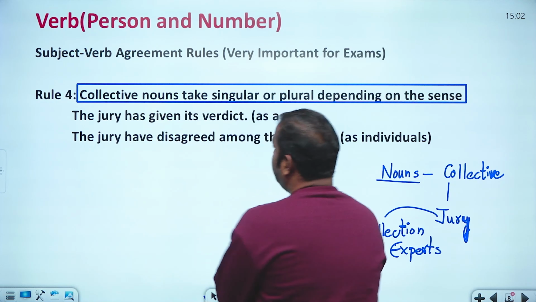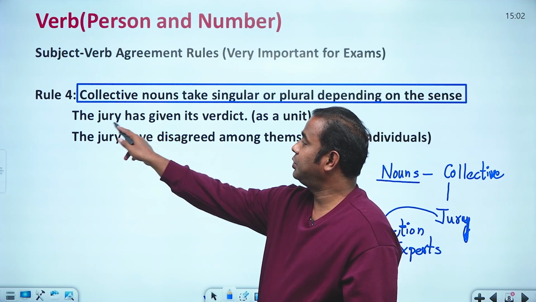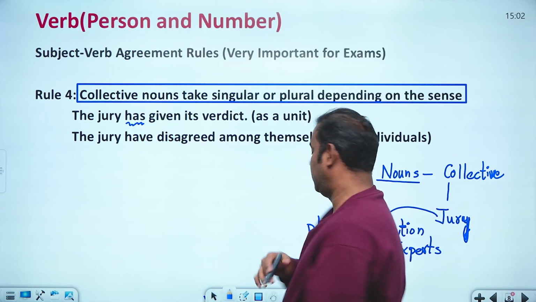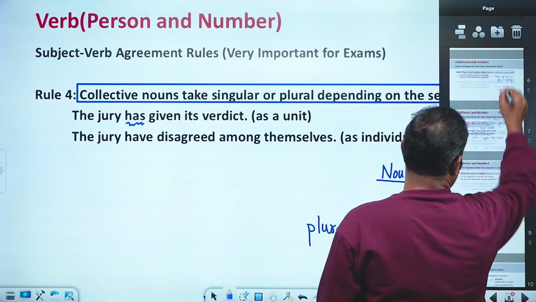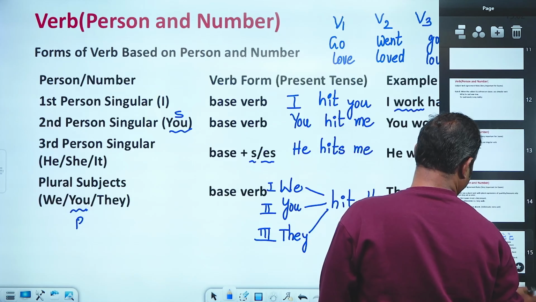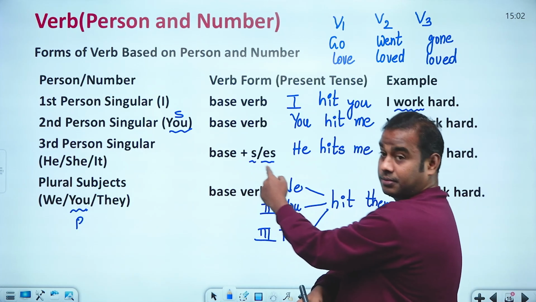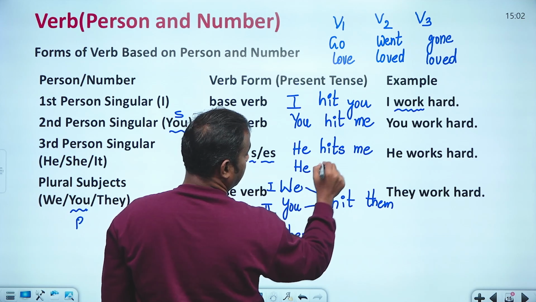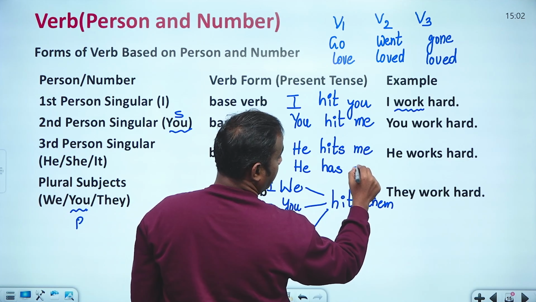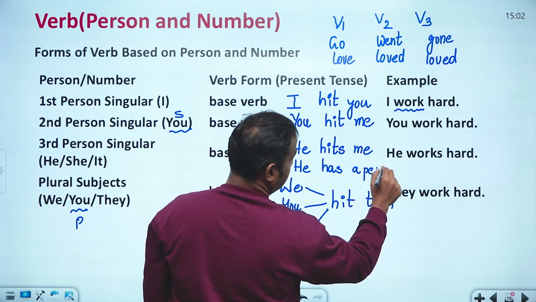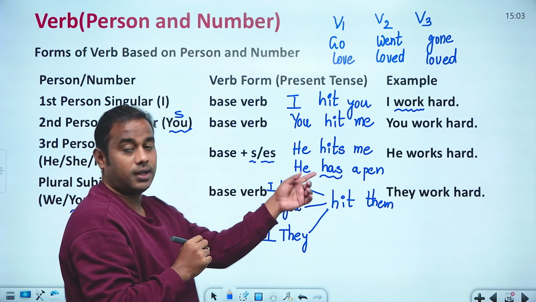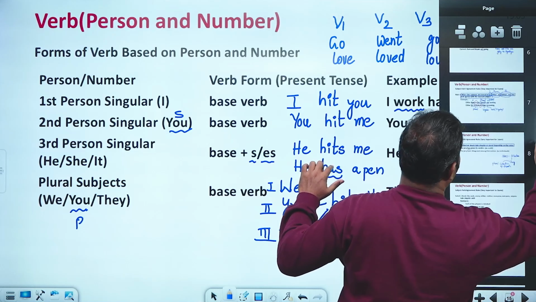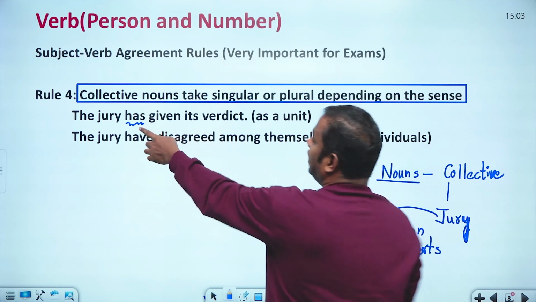So when they are plural, look at here, the jury has given its verdict. We are using "has" here. So what is "has"? Normally "has" is used for a third person singular. Okay, so here, he has a pen. So this is basically third person singular. Now the verb generally here we are using it, right? But look at the point here, the jury has given its verdict.